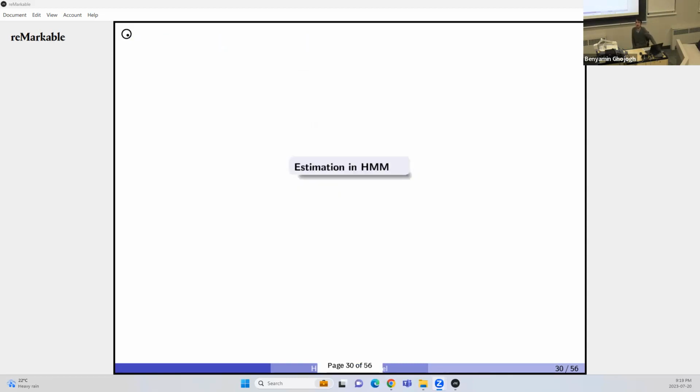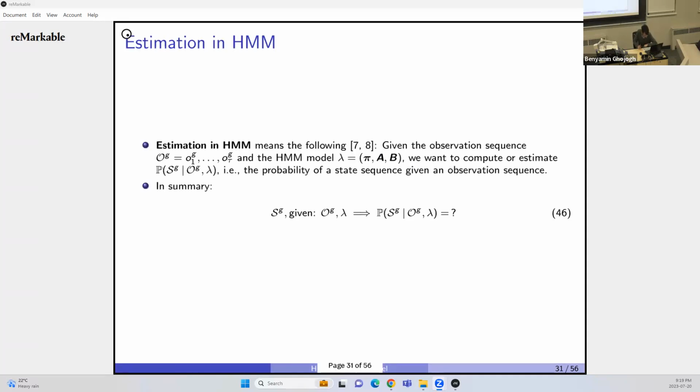Now, estimation in HMM. These are different tasks in the hidden Markov model. Okay. I know this is hard to absorb. You need to go through this video several times to understand everything. Estimation in HMM means that the previous one was evaluation. This is estimation. Given the observation sequence and the hidden Markov model, we want to compute or estimate this probability. What is this probability? The probability of a state sequence given the observation sequence. So it's the other way around.